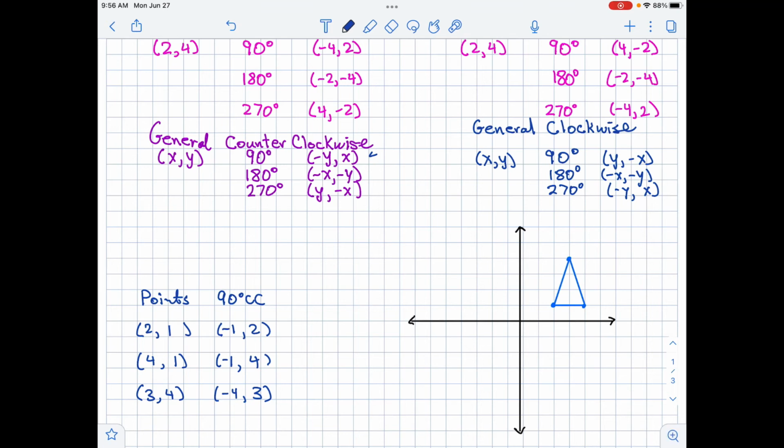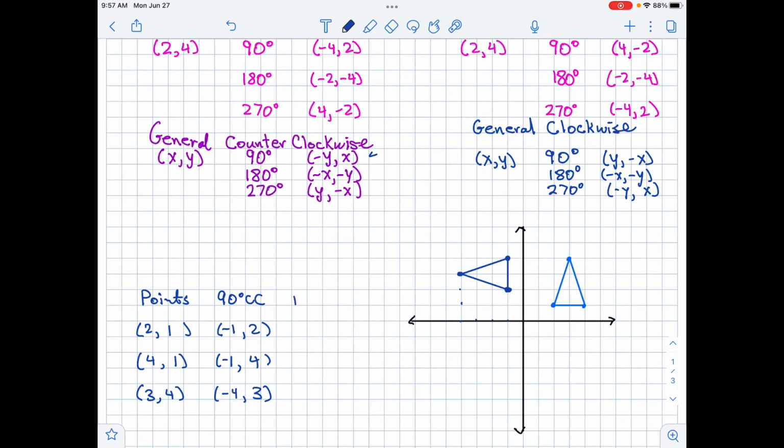So we got -1. Got this triangle, this line off a little bit. Okay, so we've got -1, 2. Okay, there's a point. -1, 4. 1, 2, 3, 4. Okay. And then -4, 3. 1, 2, 3, 4, 1, 2, 3. Okay, so there's our 90-degree rotation.